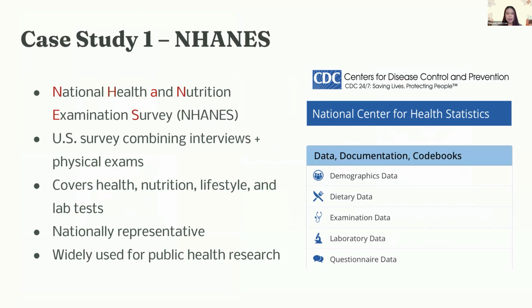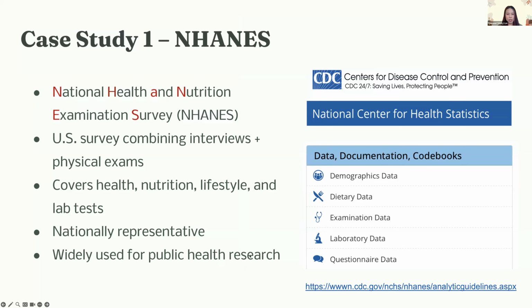First, I'll use NHANES as an example. NHANES is a nationally representative U.S. survey that combines interviews, physical exams, and lab tests. Since it's freely available, it's a great dataset for practicing real-world analysis. The picture on the right shows the 5 main domains you can access: demographic, dietary, examination, laboratory, or questionnaire data. Together, they cover a wide range of health, nutrition, and lifestyle information. And here is the link to the official analytic guidelines if you want to explore further.